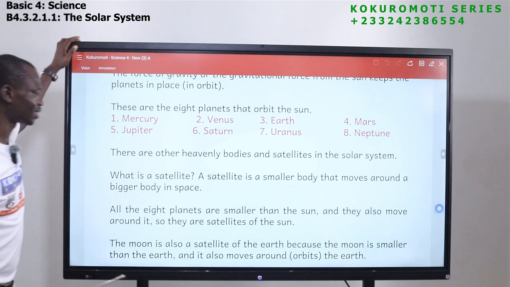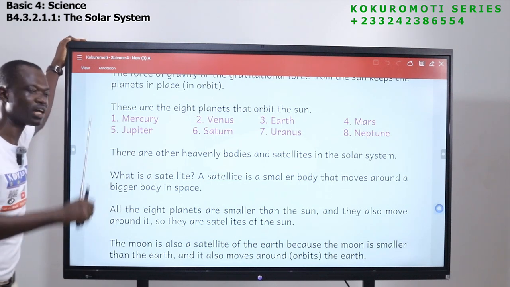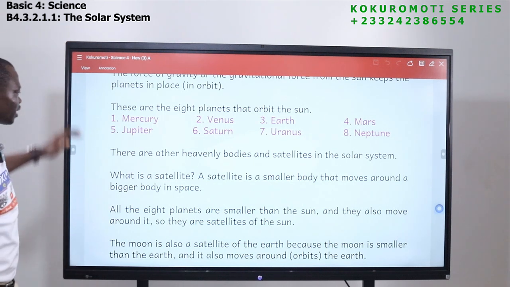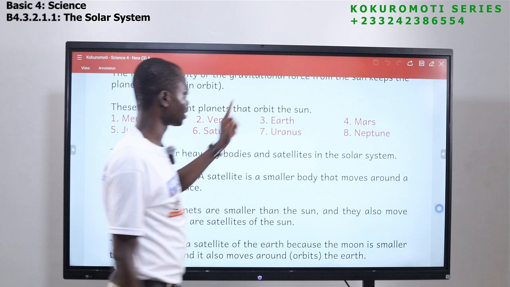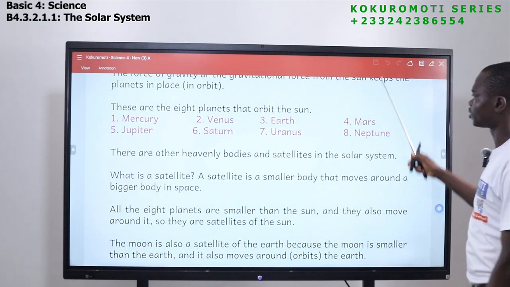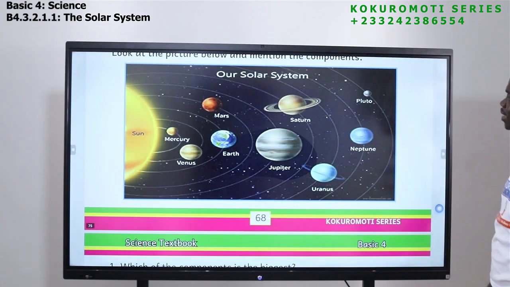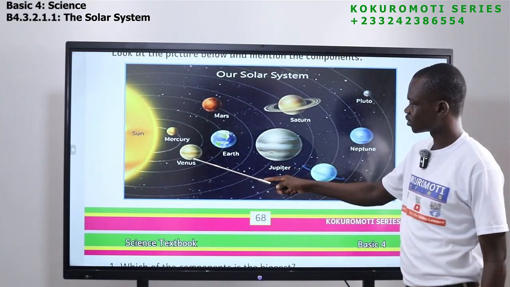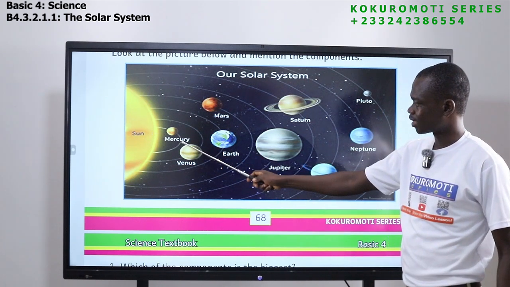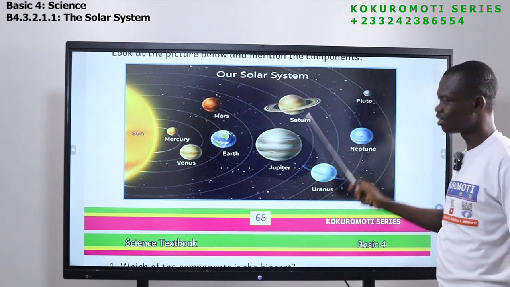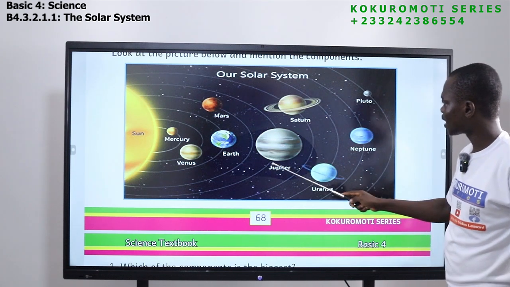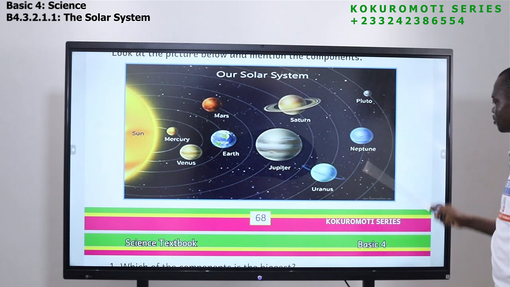So we have seen that the sun is at the center of the solar system and we have 8 planets. All the planets move around the sun, and the 8 planets are Mercury, Venus, Earth, Mars, Jupiter, Saturn, Uranus, Neptune. So if you come to this side, they are here. We have Mercury, Venus, in that order. If you move from the sun, the first planet, the second planet, the third planet, like that. So we have Mercury, Venus, Earth, Mars, Jupiter, Saturn, Uranus, Neptune.